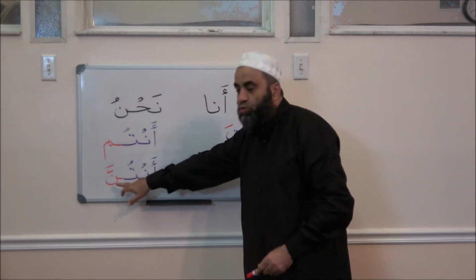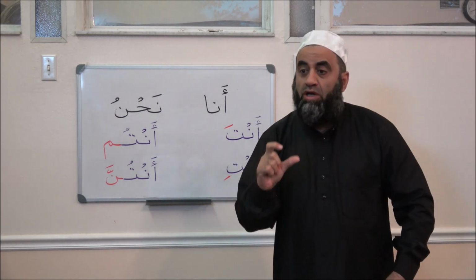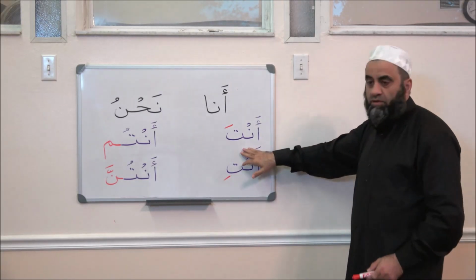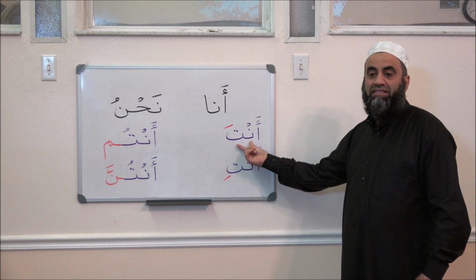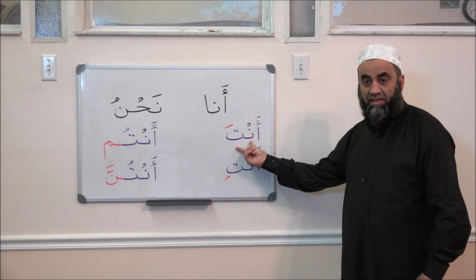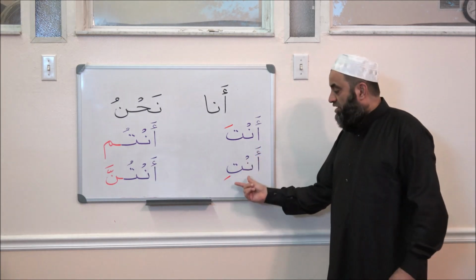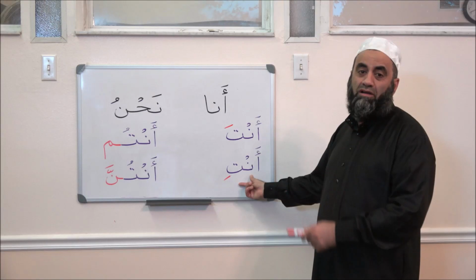So antunna means you. I'm talking to a group of girls. So let's review. In the second person, my base is ant. Anta for a boy, and that is singular. I'm talking to a boy. Anta Muhammad. If I'm talking to Fatima, what do I say? Anti Fatima. You are Fatima.